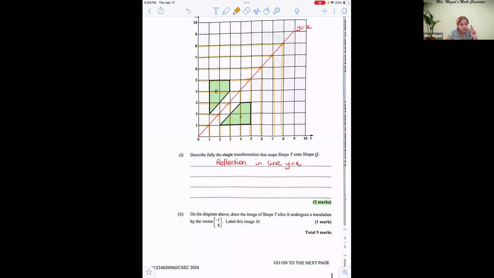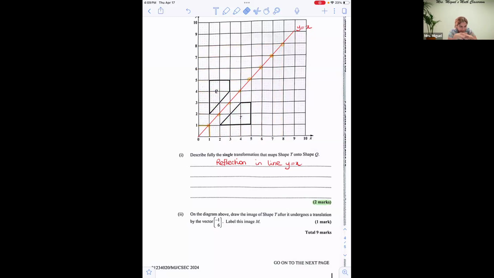So to get 2 marks in this question, you have to state a reflection and you have to state y equal to x. Let us say for some reason you didn't know that it was y equal to x, but you knew it was a reflection. Well, write that. Write reflection alone and you'll get the mark, right?